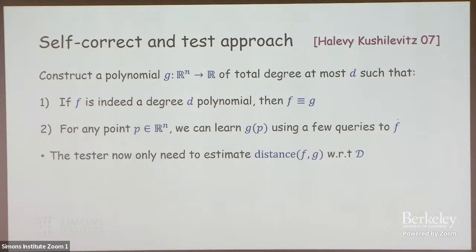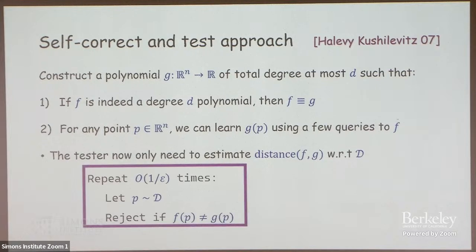And then once we have such a function, the tester can just estimate the distance between f and g. If f is degree d, it will always accept, and otherwise it will reject. And the tester just becomes: repeat 1 over epsilon times, pick some random points p from the unknown distribution, and check whether f of p is not equal to g of p. And this can be done efficiently by the second condition.